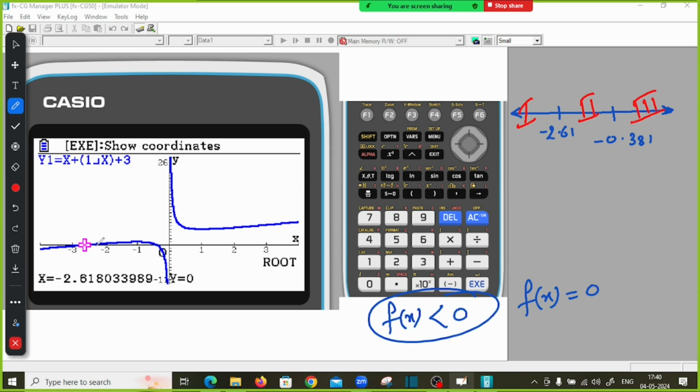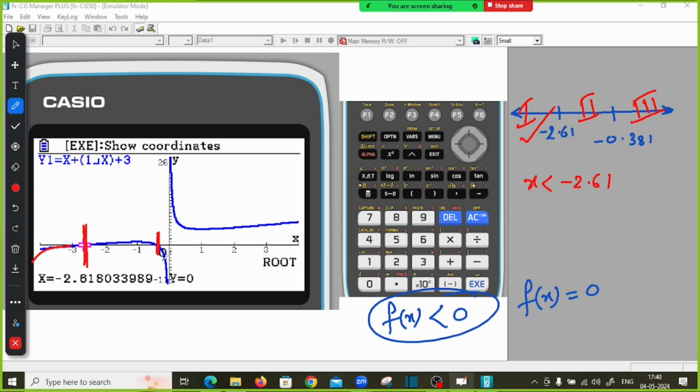Let us see. In the first part, that is before this solution point, as you can see, it's going below the x-axis. At this point it is equal to 0. Left of this it is going downward. So this is our answer. It means x should be less than minus 2.61. From minus 2.61 to this point, it is above the x-axis. It means it's positive.